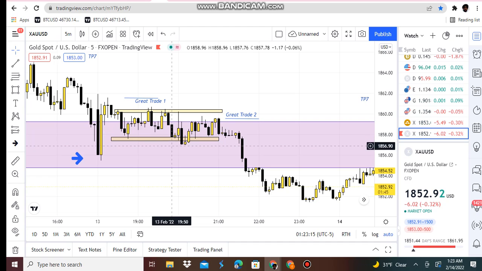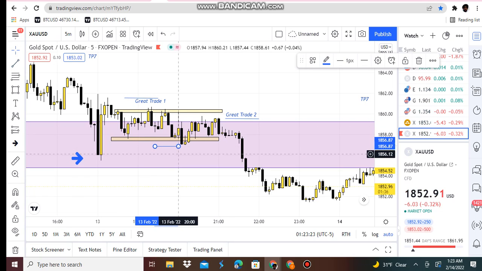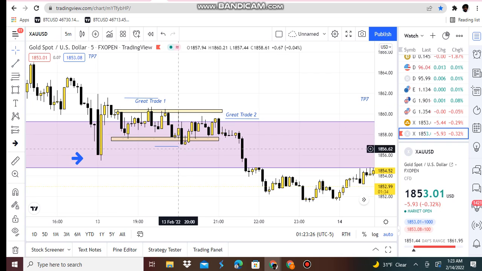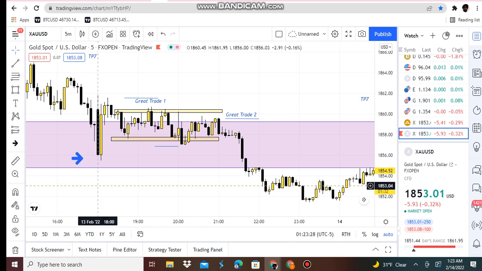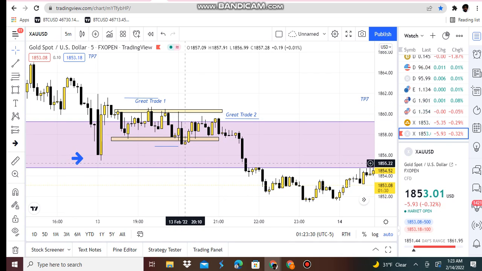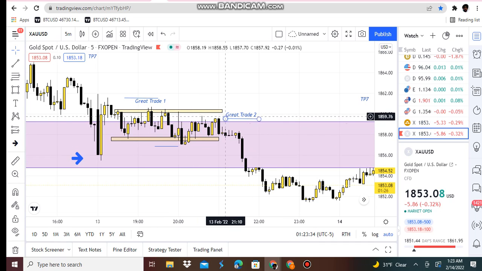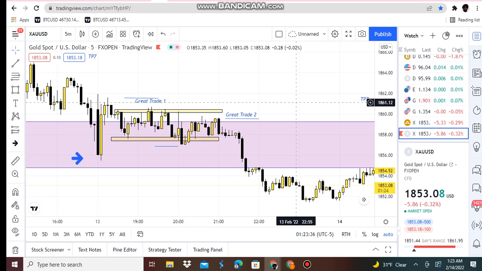You try to get in for a sell right here because you're thinking price is going to go lower and lower and lower. No, you have to wait for price to make another lower high. Once price makes another lower high at great trade 2, then you could have got in as price makes a lower low after making a lower high.